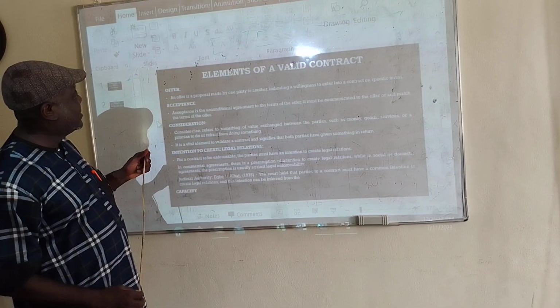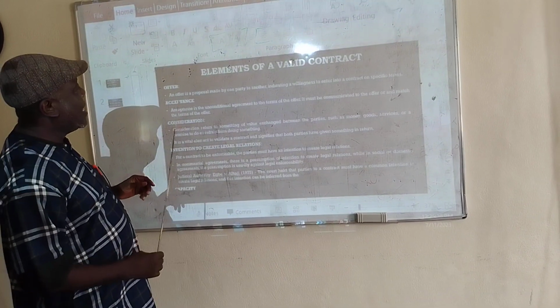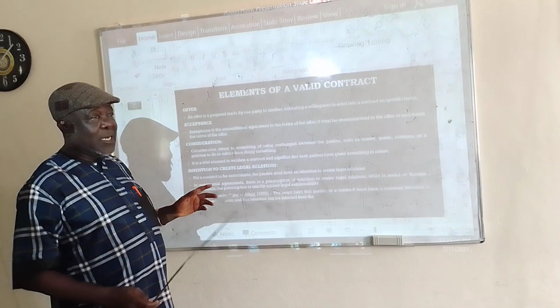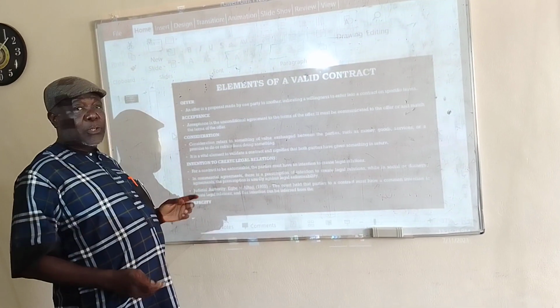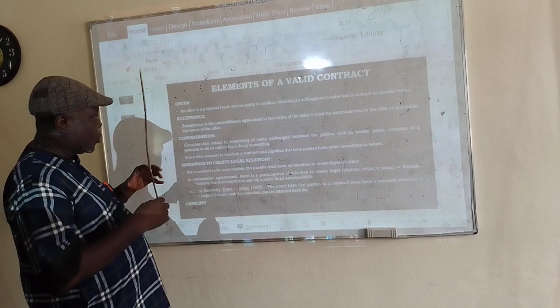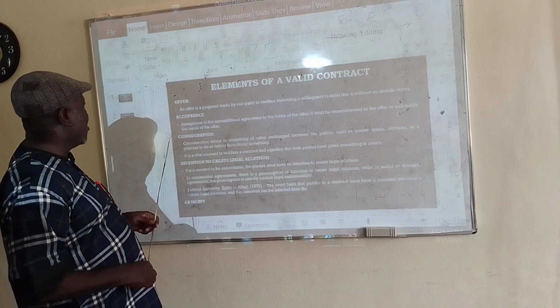Now, the next thing we look at are the elements of a valid contract. This is very important for you to appreciate, to understand some of these elements, because they sum up to make a valid contract under the law.